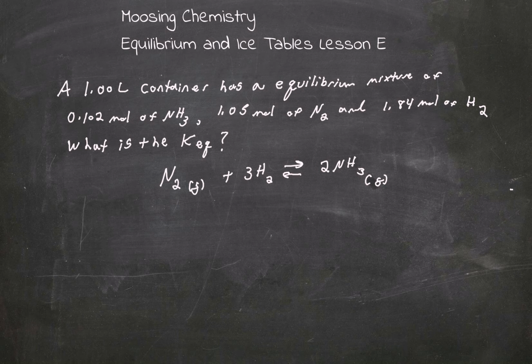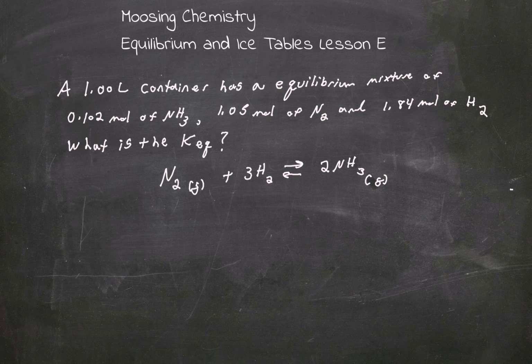In this lesson we're going to do just one quick problem. A 1 liter container has an equilibrium mixture of 0.12 moles of NH3, 1.05 moles of N2, and 1.84 moles of H2. What is the Keq? Now, in some of the other lessons I've been teaching you how to set up ICE tables, but sometimes you don't have to go that direction to find Keq.